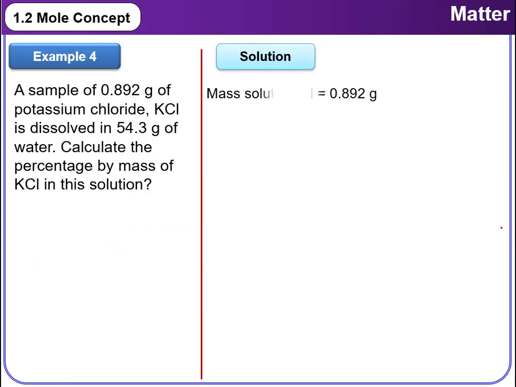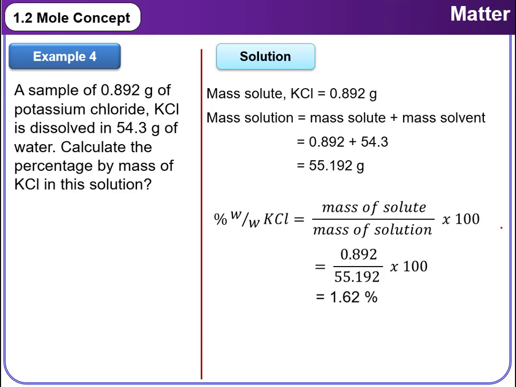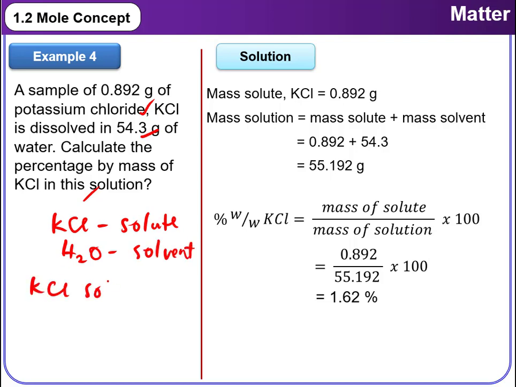Okay, next is example 4. You are given a sample of 0.892 gram of potassium chloride dissolved in 54.3 gram of water, and you have to calculate the percent by mass of KCl in this solution. What do we have in this system? KCl as the dissolved solute, water is the solvent, and KCl solution is the total solution, made up of KCl plus water.